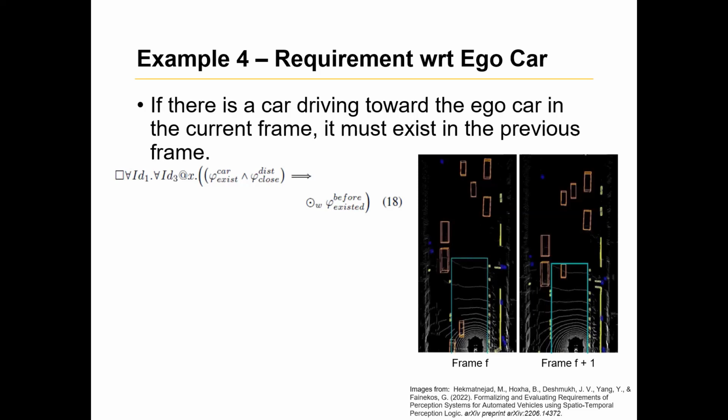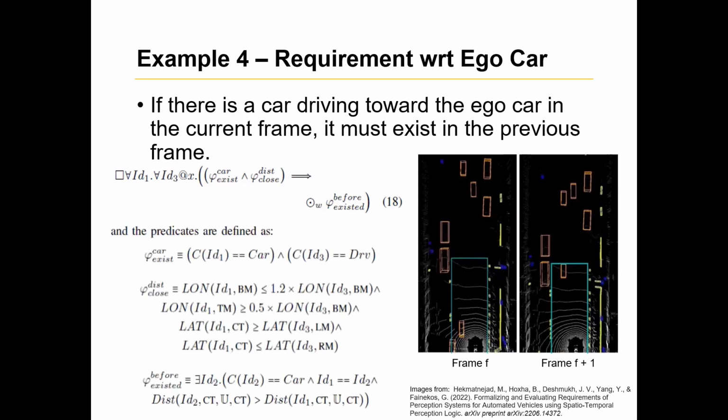And how do we define the requirements? We freeze times, we have IDs, and we say, broadly, if a car exists and the distance is close, it should have existed before. This is a previous operator. That's why it deals with the weak previous. So what we're saying is if a car exists and the distance to the car is close, it should have existed in the previous frame.